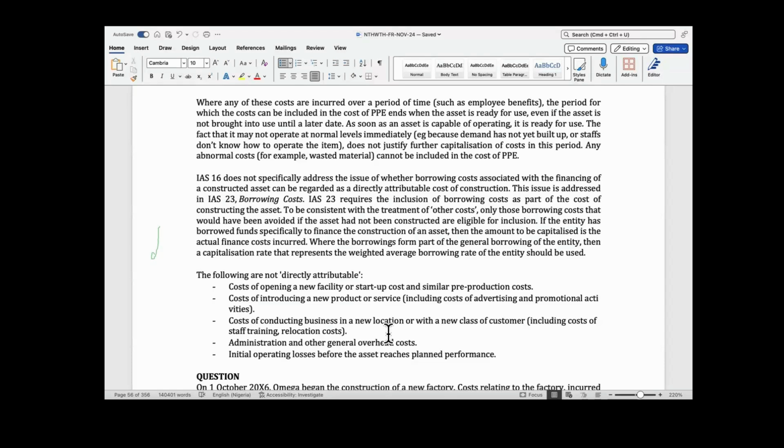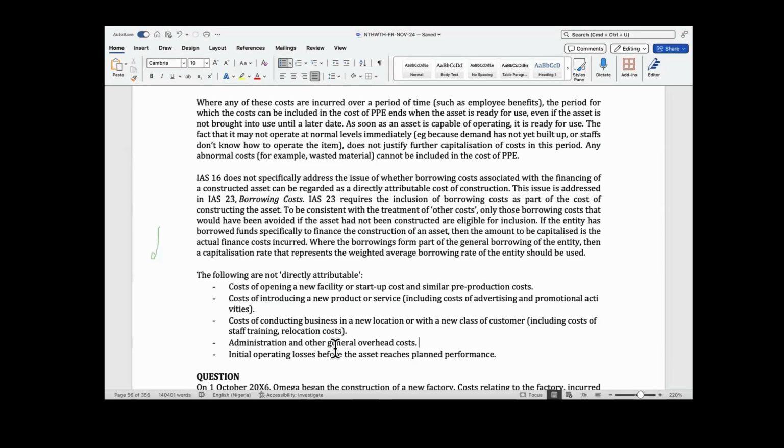Cost of conducting business in a new location or with a new class of customer. And the next one is administrative and other general overheads. These are indirect costs, like maybe rent, or maybe you need to buy boots for those that are working in the factory, or those that will be operating the machine, or electricity for the factory. Any costs that are administrative and general overheads are expenses.